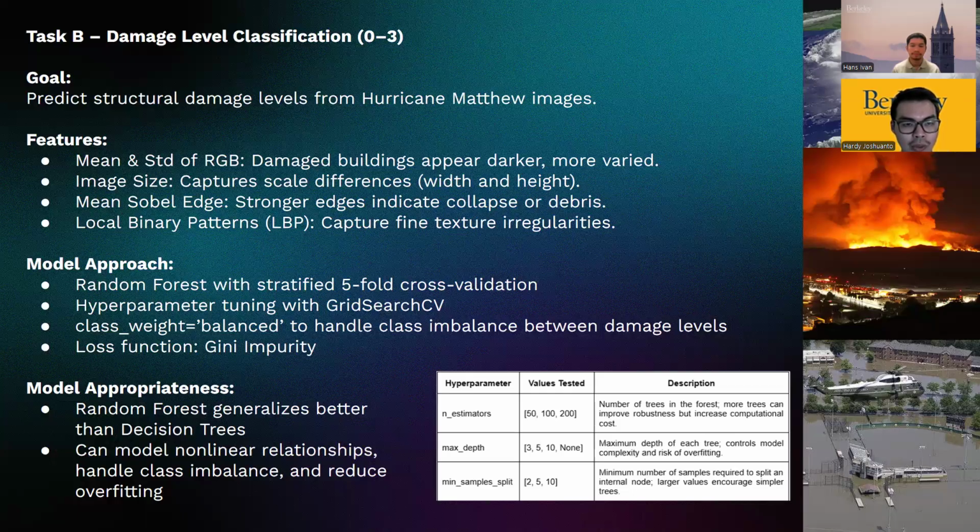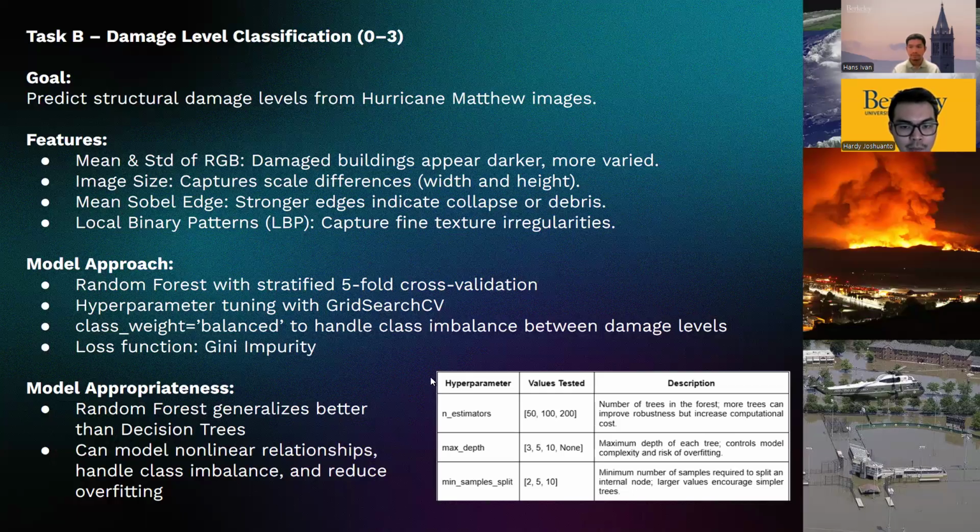So we decided that it might be useful to include Sobel edge in our model. And finally, we also include local binary patterns, LBP, to capture fine texture irregularities. For the model itself, we are using random forest with stratified five-fold cross-validation. This is our improvement, because previously we used decision trees and the accuracy was below the random forest model. We also use hyperparameter tuning with GridSearchCV.